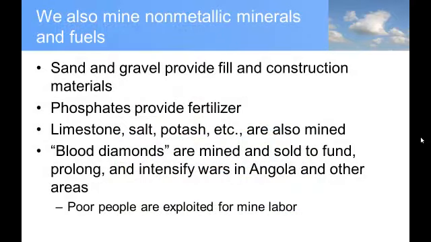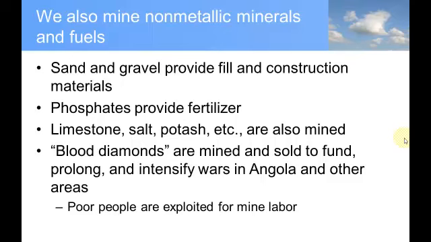There are also a number of non-metallic minerals and fuels. Sand and gravel, which are used in construction. Phosphates and potash are used in fertilizer. Limestone, salt. Many gemstones, including diamonds and rubies, are also mined.